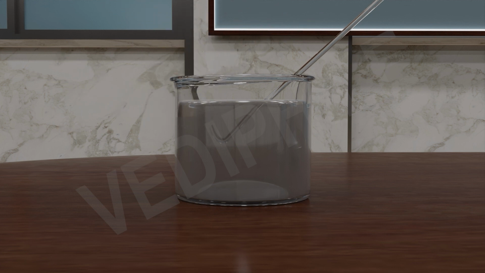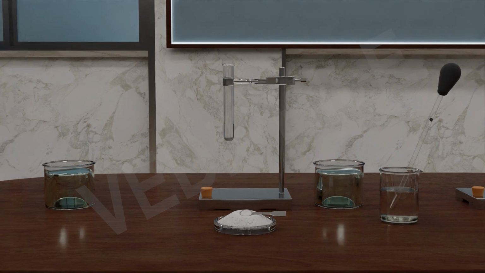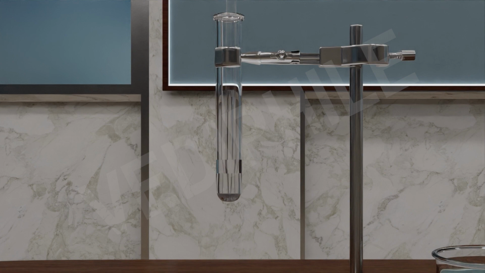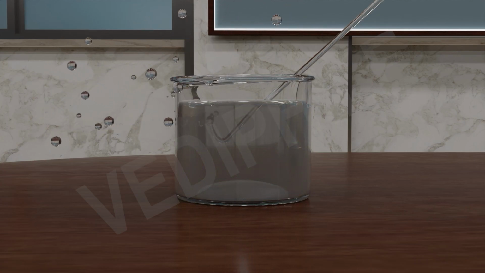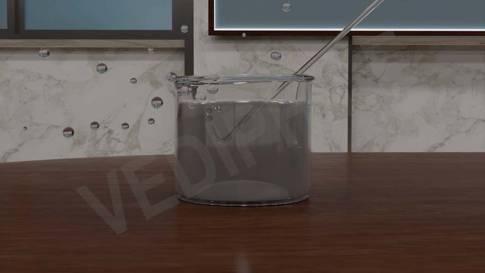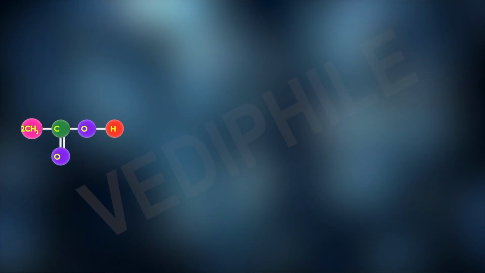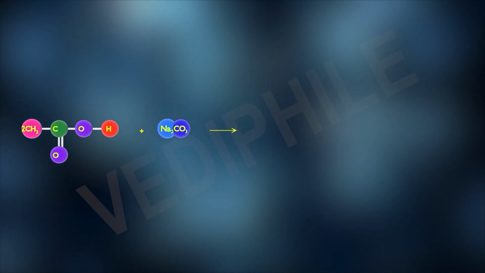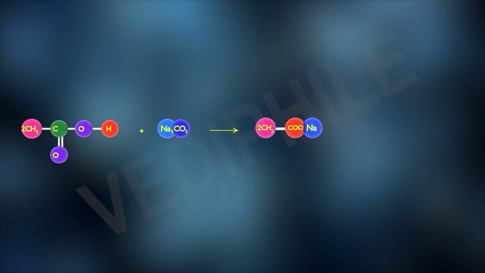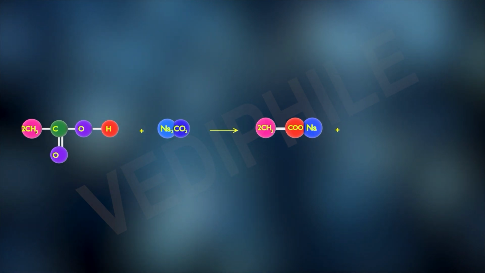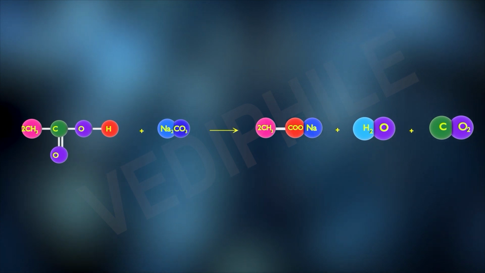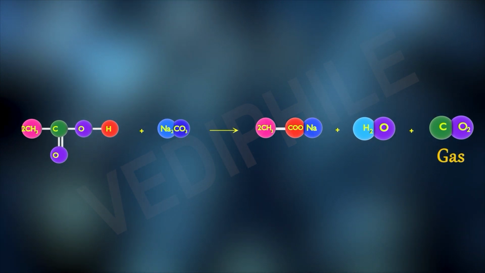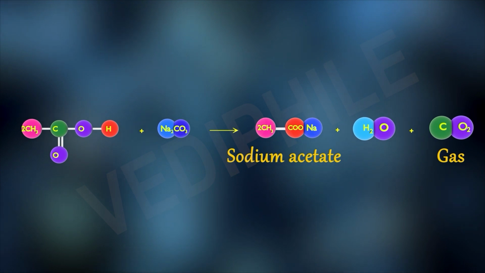So that means ethanoic acid reacts with carbonates and hydrogen carbonates and gives rise to a salt, carbon dioxide and water. So the reaction is given as 2CH3COOH plus Na2CO3 gives rise to 2CH3COO-Na plus H2O plus CO2. CO2 is a gas. CH3COO-Na is sodium acetate, which is a salt.